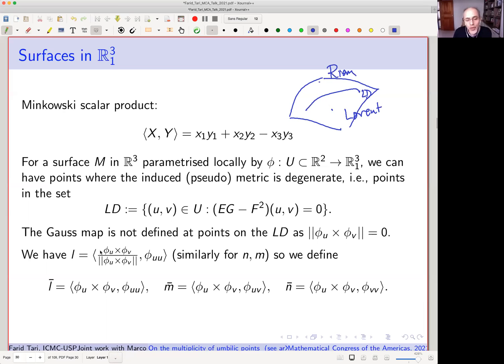So what we do, we go back to the equation of the lines of principal curvature. The problem is the denominator here, which has norm 0. So what we do, we define L bar, where we just get rid of the denominator. We call L bar here phi_u scalar product with phi_v, scalar phi_uu, and define in the same way M bar and N bar.